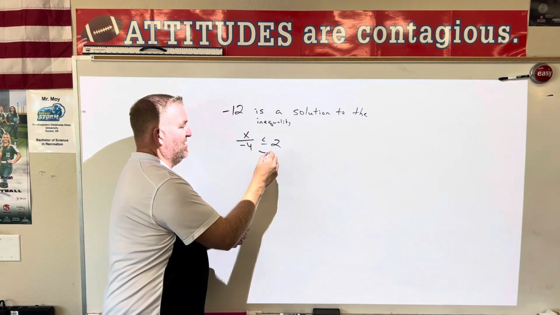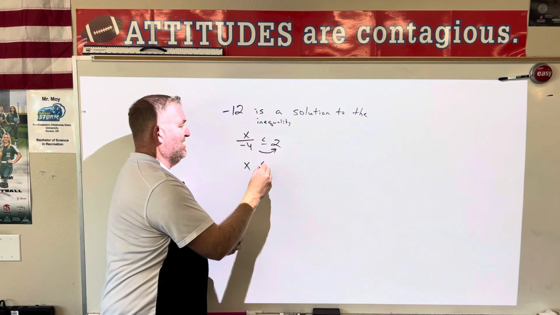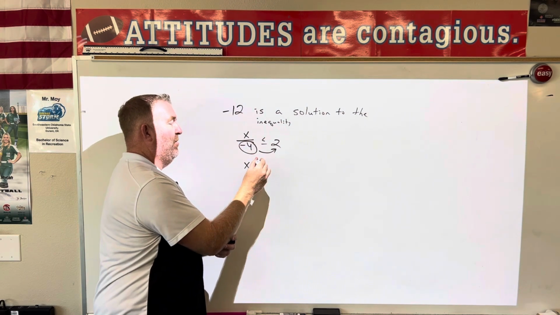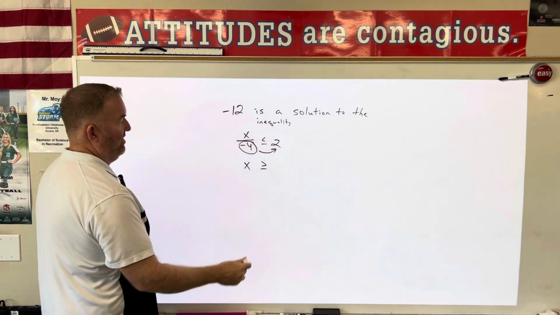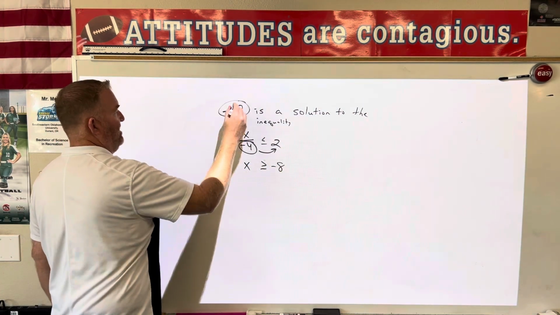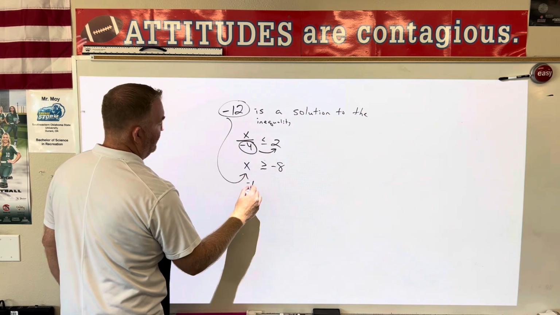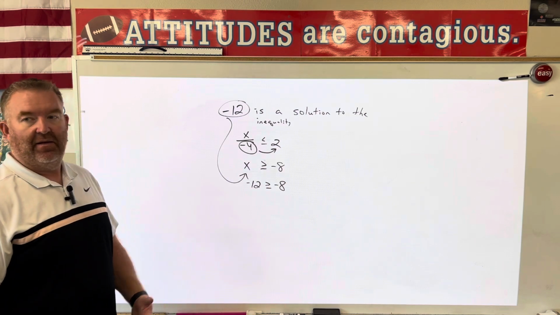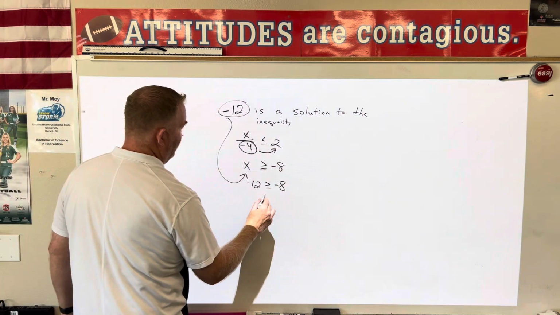So this one, if I solve it, I get x is less than or equal. Oh, I'm sorry, no. I multiplied by a negative, so I have to flip the arrow. Okay, so now it's going to be greater than -8. So my question is, is -12 greater than or equal to -8? The answer would be no, so that is false.